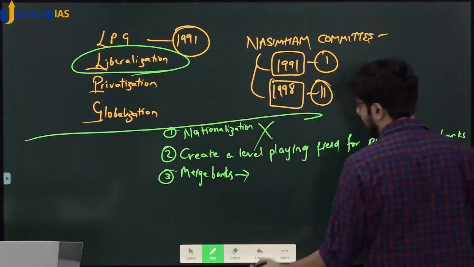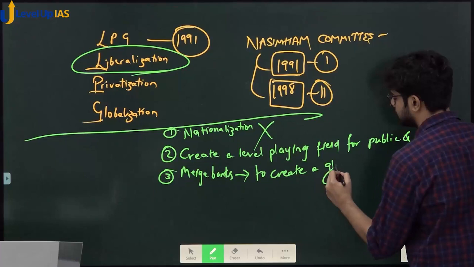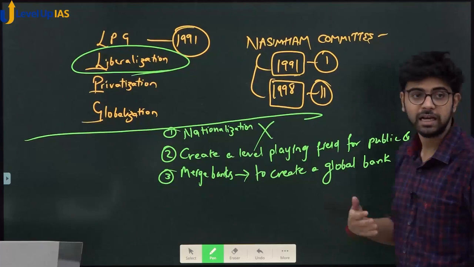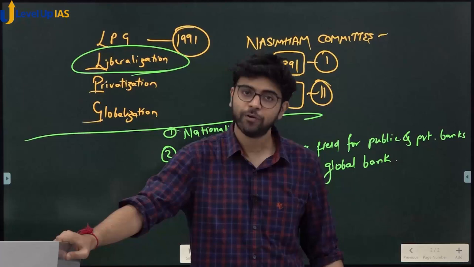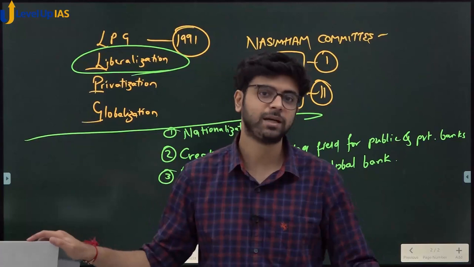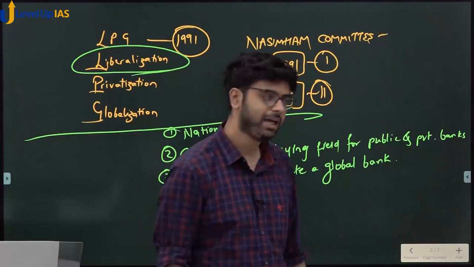To create a, see the words, global bank. India should have one bank which is considered to be among the biggest in the world. Last to last year's economic survey had said ki we don't have any bank in top 10. Abhi ho gaya hai, after SBI was merged with its subsidiaries: State Bank of Bikaner and Jaipur, State Bank of Madras, State Bank of Patiala and Punjab. All of those were merged into SBI.